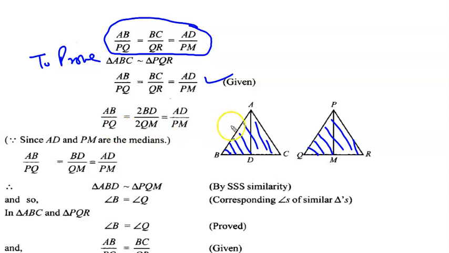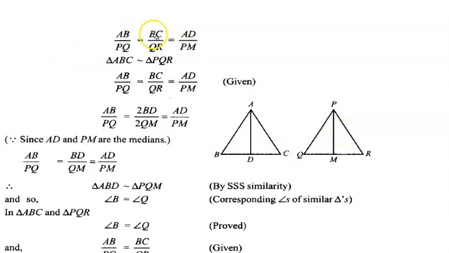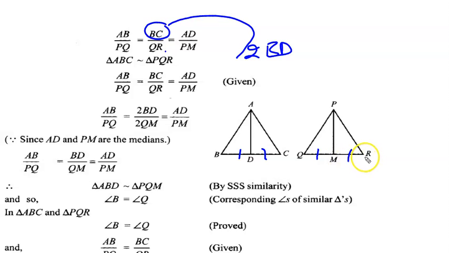Now AB by PQ is equal to, as given here, BC by QR. But this BC, the median AD divides BC into two equal parts. Similarly, PM also divides QR. This QM and MR are two equal parts. So in place of BC, we can write twice BD. Similarly, in place of QR, we can write double of QM. So we find it here.